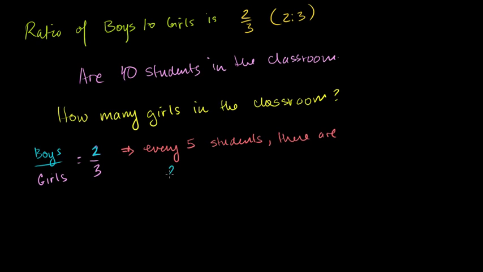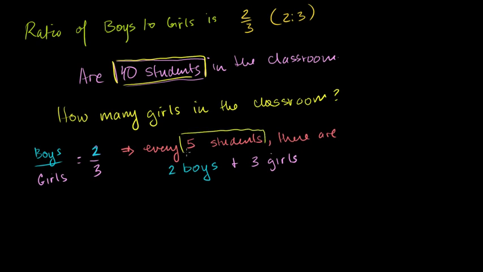There are 2 boys and 3 girls. Now, why is this statement helpful? Well, how many groups of 5 students do I have? I have 40 students in my class. And for every 5 students, there are 2 boys and 3 girls. So how many groups of 5 students do I have? So I have a total of 40 students. Let me do it in this purple color. I have 40 students.